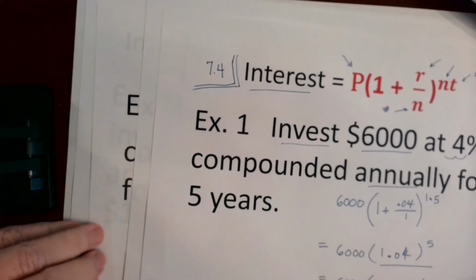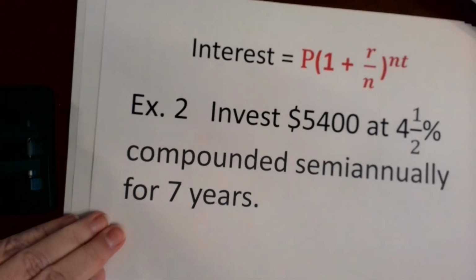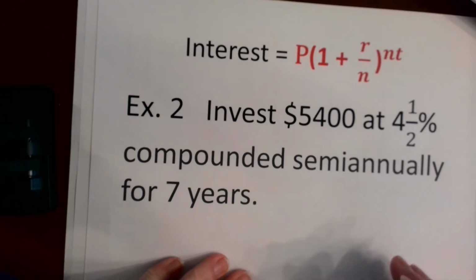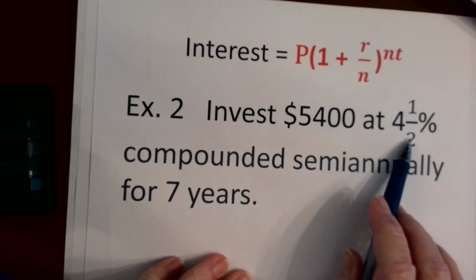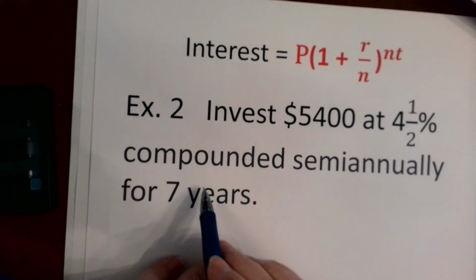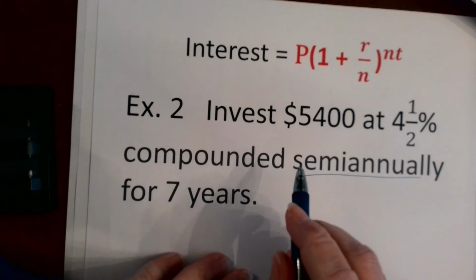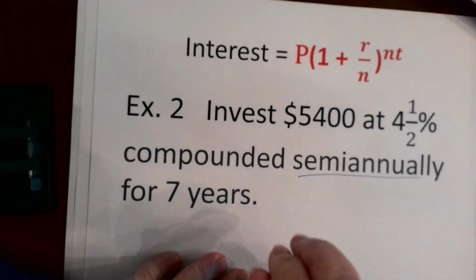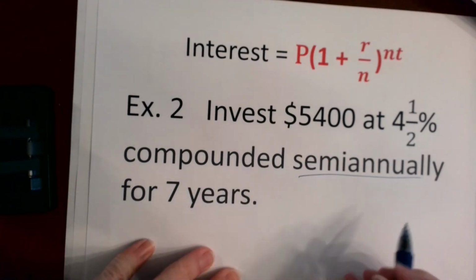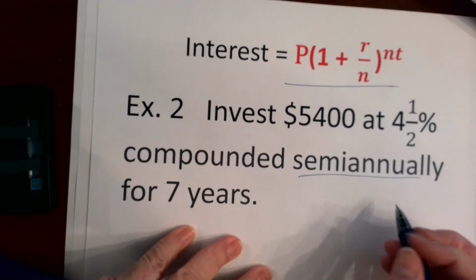Let's try another one with that same formula. Compound interest formula is in red. Example 2, we're giving them less money, $5,400, but we're getting a better interest rate, 4.5%. Doesn't seem like much, but it is. And we're leaving it in for more years, 7 years. And this is important. Semi-annually, the bank will look at your money twice a year and give you interest in July and then give you interest again in December. That's better than annually.